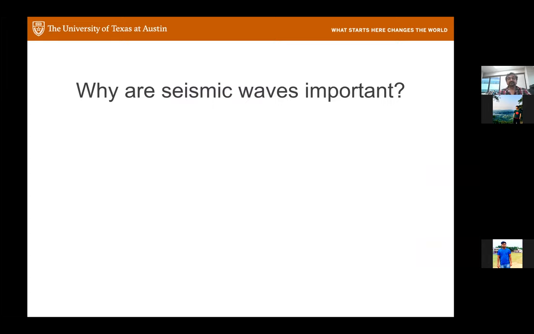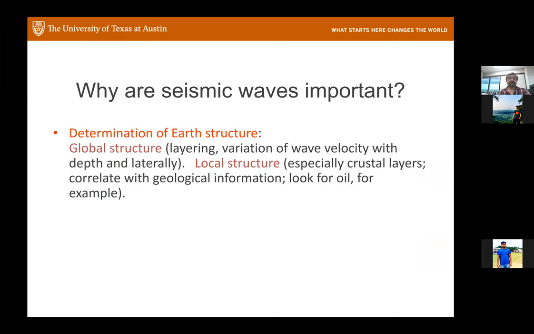So why are seismic waves important? This was also one question, and I was planning to talk about this today anyway. The first thing we do is to locate an earthquake and find its source mechanism. We can also determine earth structure. You can look at global structure for layering, variation of wave velocity with depth, and local structure where we look at details of sedimentary layers, and also correlate those to geological information. You can look for oil, for example.